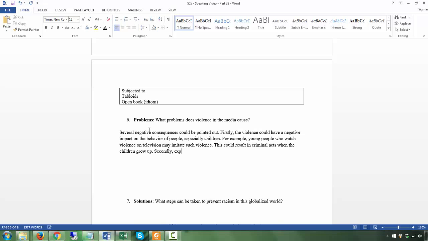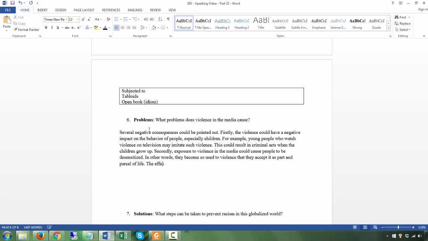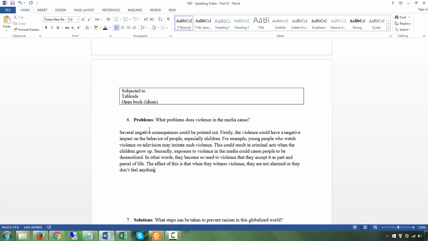Secondly, exposure to violence in the media could cause people to be desensitized. In other words, they become so used to violence that they accept it as part and parcel of life. The effect of this is that when they witness violence, they are not alarmed or they don't feel anything is wrong.